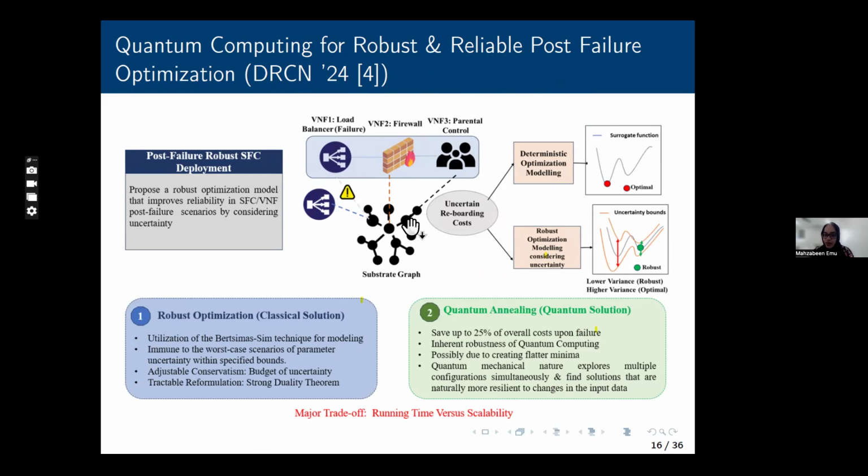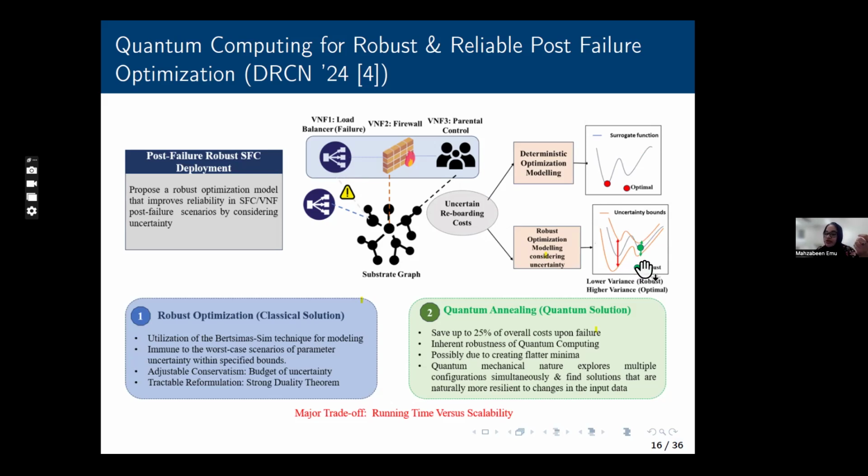Whenever a network component in an IoT substrate graph fails, we need to redeploy a recovery instance, right? But by the time we redeploy a recovery instance after a failure, the situation becomes uncertain, the network condition changes. So there is some uncertainty in the redeployment cost of those network components. And in such cases, what we prefer over an optimal solution is a robust solution.